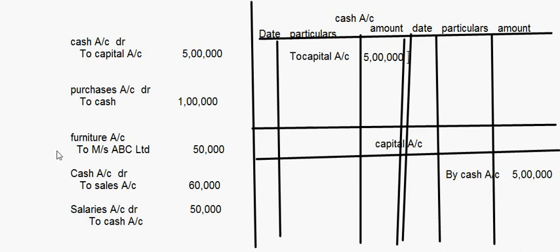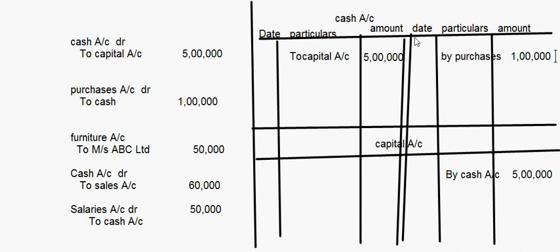Cash account I have here, so I'll be making it in the same one, right? Now see, in cash account I have to put purchases, right? So purchases is actually a debit in this case. So now purchases will be credited. So it will be by purchases account. And here I'll write 1 lakh, right?